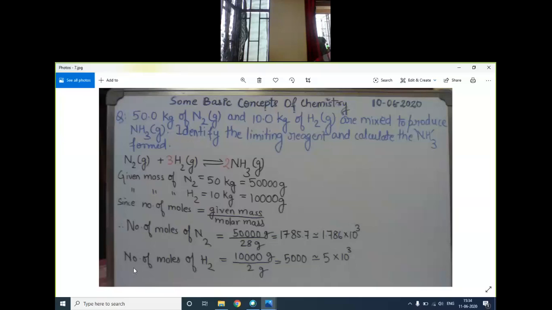Now calculate the number of moles of H2 hydrogen. Given mass is 10,000 gram and molar mass is 2 gram, because one hydrogen atomic mass is 1. So there are 2 hydrogens, so 1 into 2 it will come 2. If you divide, it will come 5,000. Putting it in scientific notation form, it will become 5 into 10 to the power 3. Now remember this number of moles of N2 and number of moles of H2. We are going to use this further.